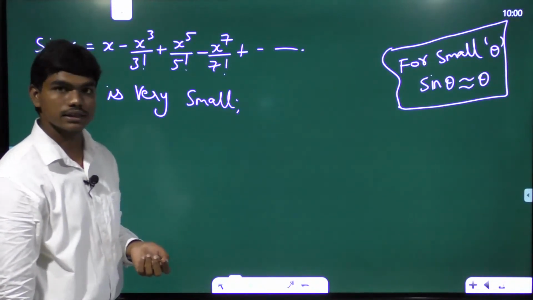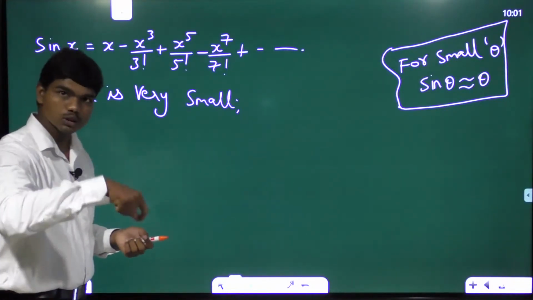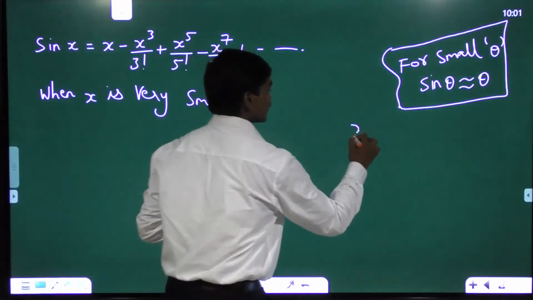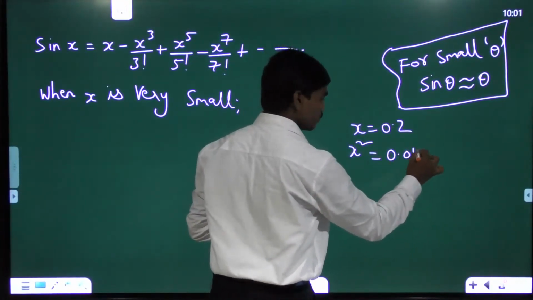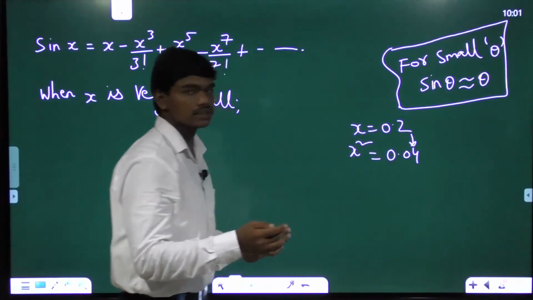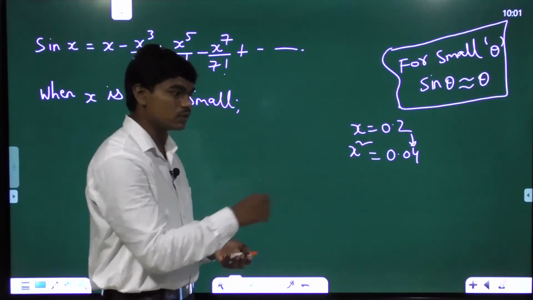Less than, correct? Of course it's less than. So when x is very small, this x cube is still much smaller than x. For example, if you take x as 0.2, x square is 0.04, which is very much smaller than this. Similarly, when x is less than 1, or very small, these higher order terms are even smaller than the actual term.